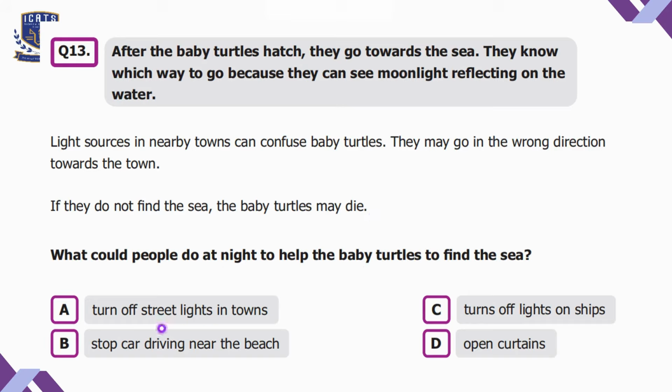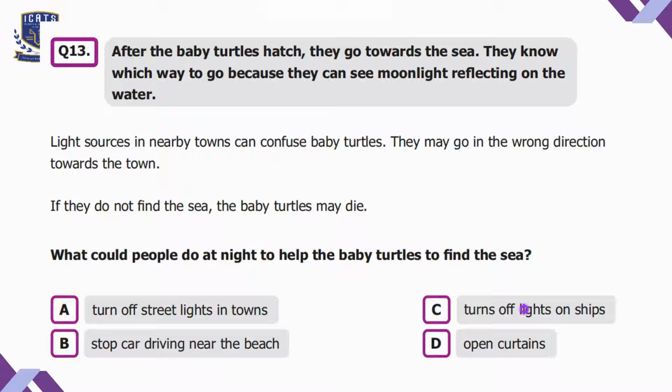So option A is turn off the street lights in towns. That would be the most effective and direct action to help the baby turtles. In this way, their attention will not be diverted towards the city. Option B is stop car driving near the beach. Option C is turn off lights on the ship.